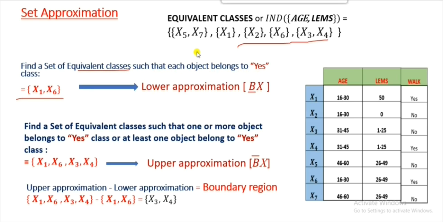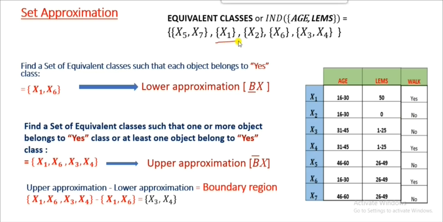So let us try with the first equivalence class. Here x5, x7. You can see x5 belongs to the no class and x7 belongs to the no class. That means none of them belongs to the yes class, so this is not included in the set. We have here yes and no, these two types of classes in the table, in the information system.